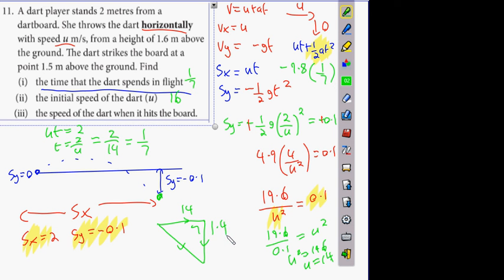You're next going to use Pythagoras' theorem on this, and when you do, what do you get? I'm hoping 14.07. Anybody? Yeah. 14.07? 14.07. There you go.